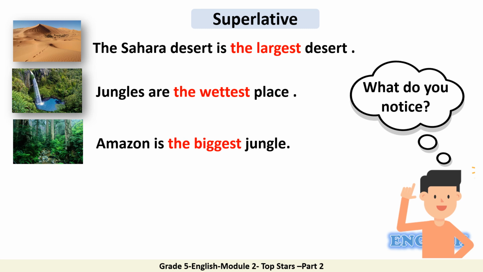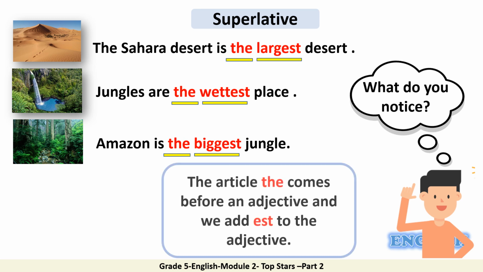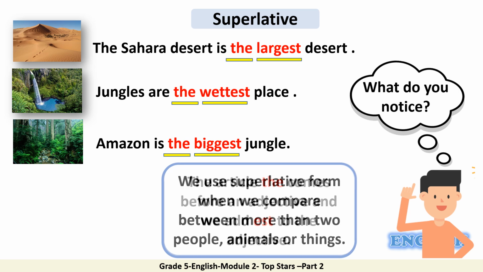Now, let's look at the sentences all together. What do you notice? Yes, the article the comes before an adjective, and we add est to the adjective. That is what we call superlative form. We use superlative form when we compare between more than two people, animals, or things.